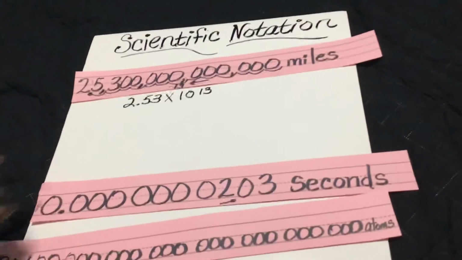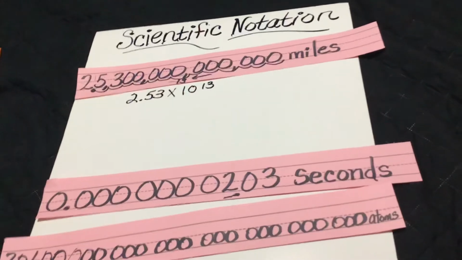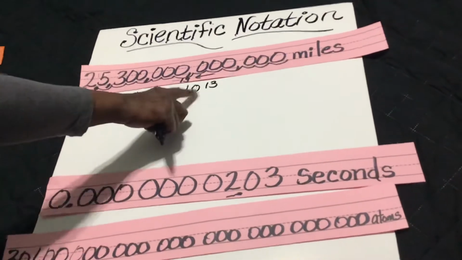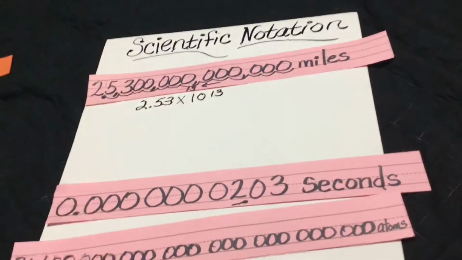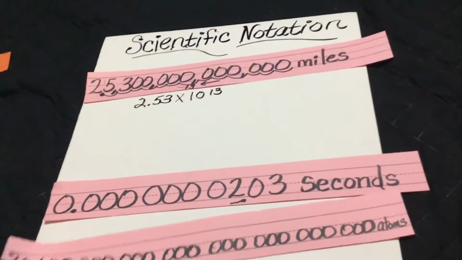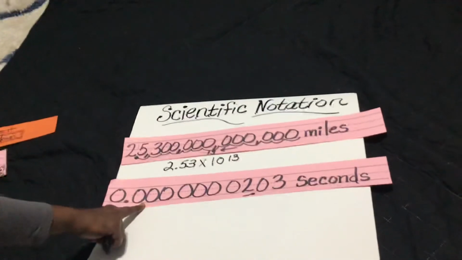You see this number right here? The exponent is the same number of spots that I moved. This is an exponent, and that 13 is the same number of spots that I moved. Now, let's try this second number right here. We're going to look at this one right here.